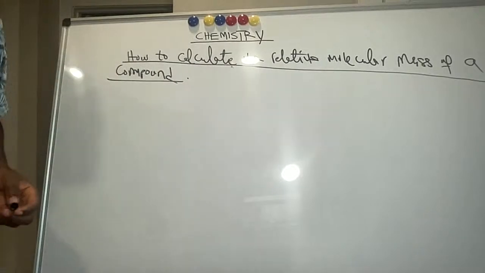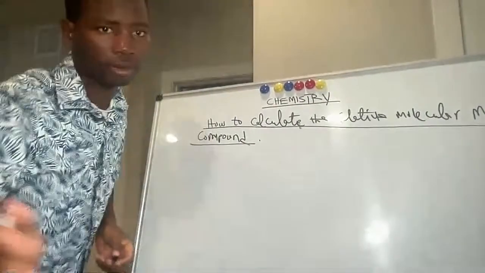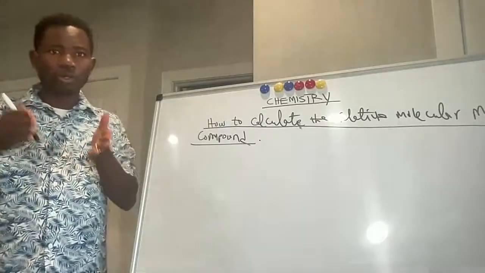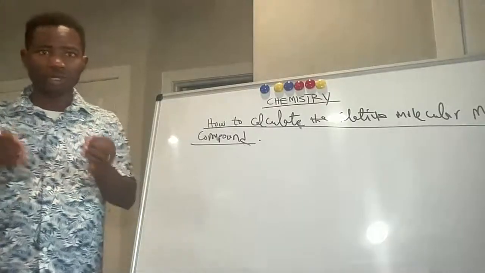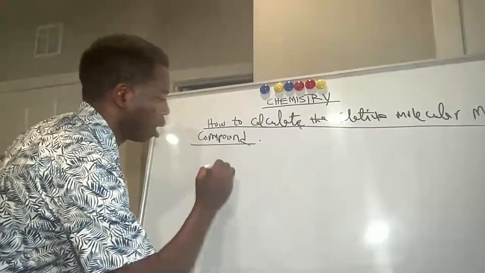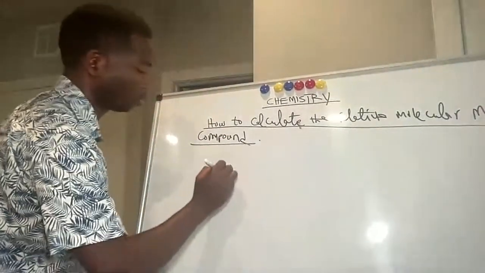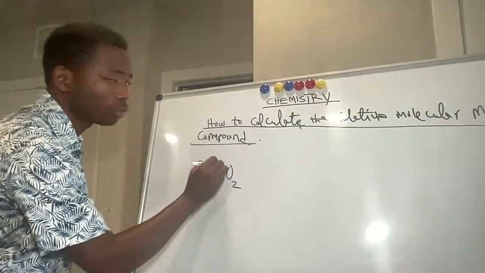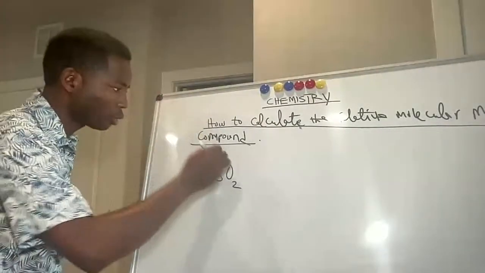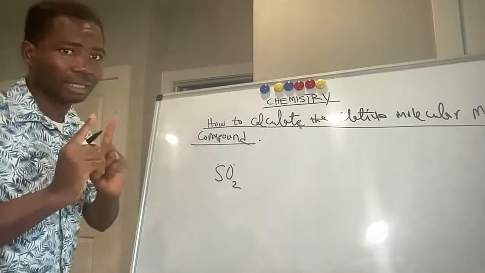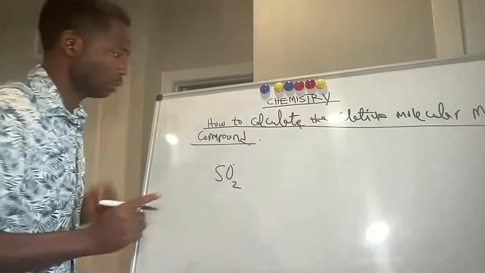Now, for you to be able to calculate the relative molecular mass of compounds, you must know the mass number of the individual elements. Let's take a look at, if you have something like sulfur IV oxide, you must know the mass number of sulfur. You must also know the mass number of oxygen. That is the first thing you must take note of.